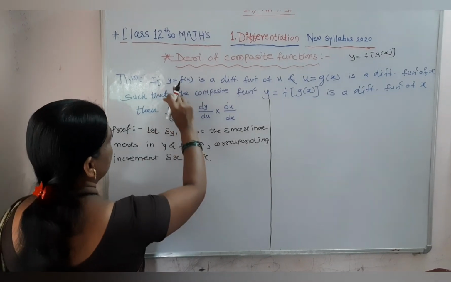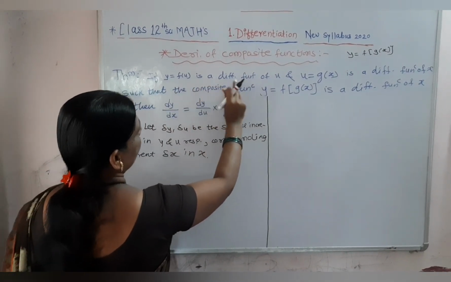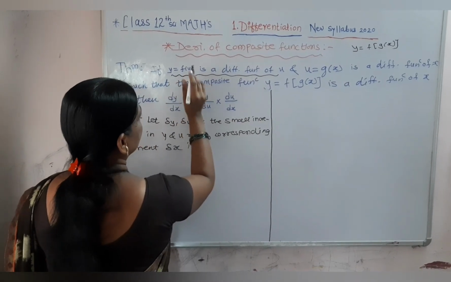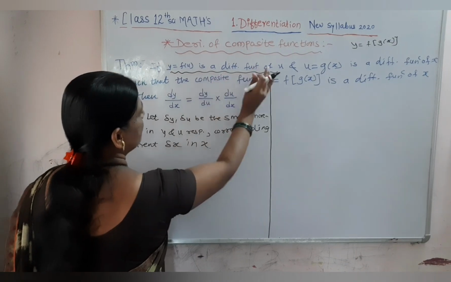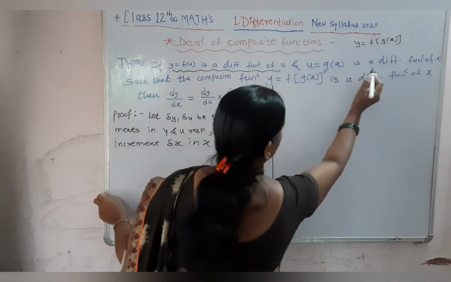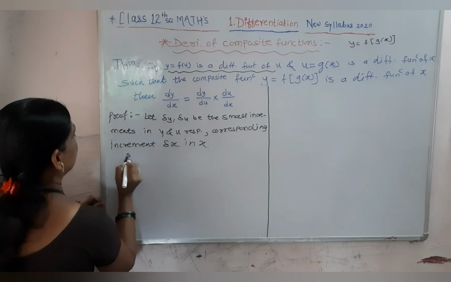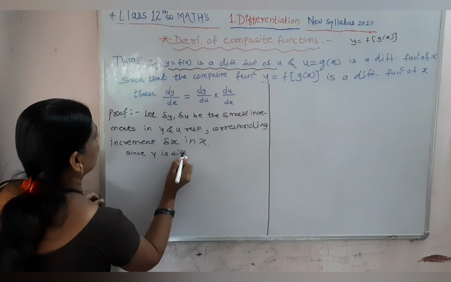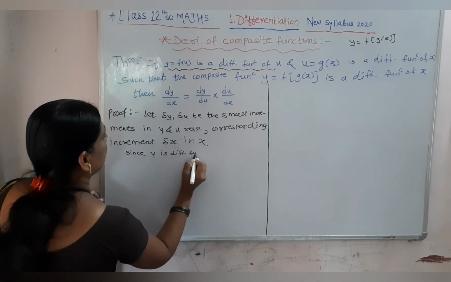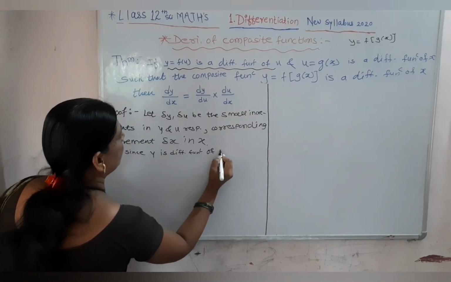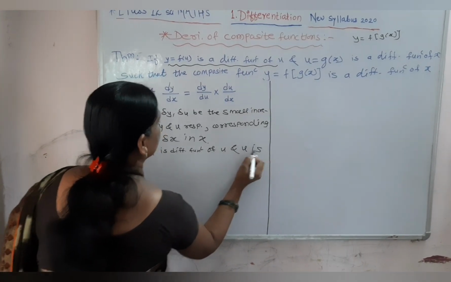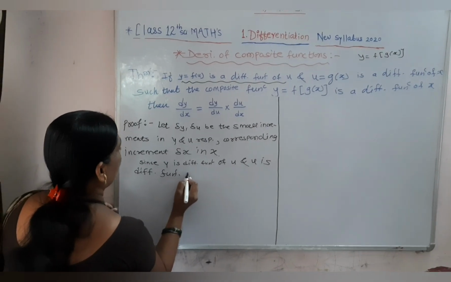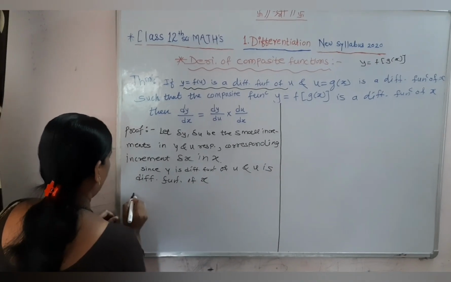Then the first sentence is y equal to f of u is a differentiable function of u. So focus on this: if we consider y is a differentiable function of u and u is a differentiable function of x, since y is a differentiable function of u and u is a differentiable function of x. That is, what does it mean?